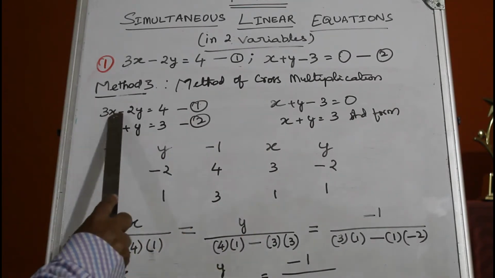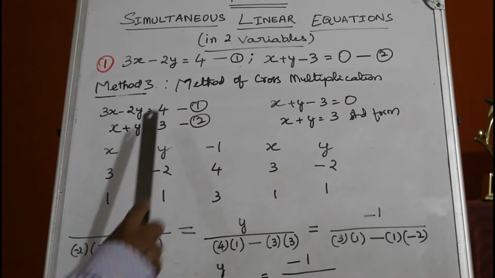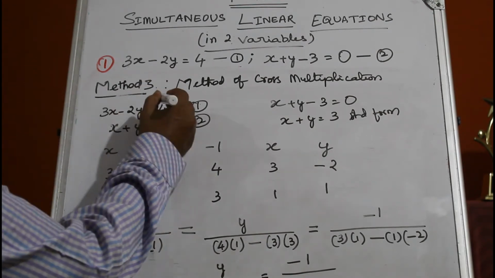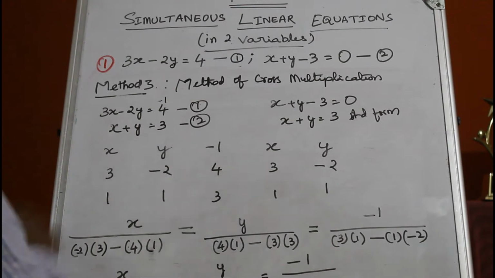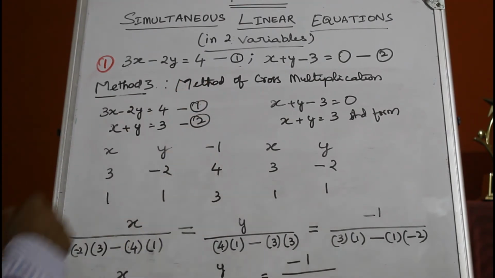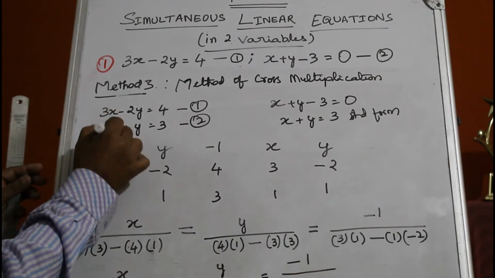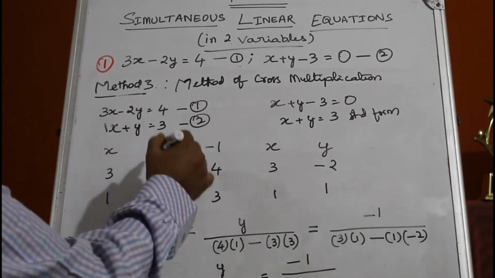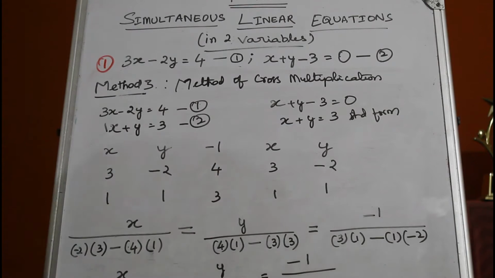Now look here, you write the x, y and minus 1. Every time you put minus 1 and write the coefficients. The coefficient of x is 3, so you write 3 and 1. Then you write minus 2 and 1, 4 and minus 4 and 3. Again write x and y.